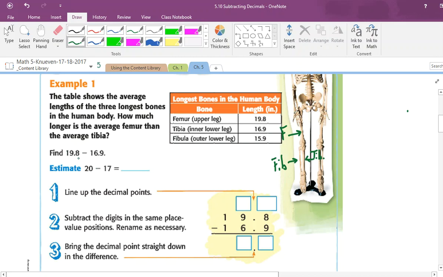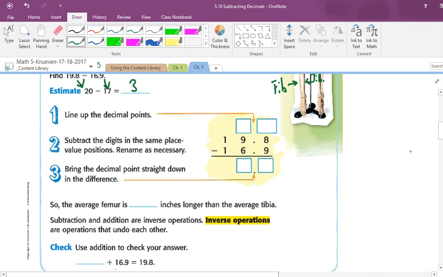So if I were to round off 19.8, it'd round off to 20 if I rounded to the nearest 10, and then likewise if I rounded off 16.9 to the nearest 1, I get 17. So 20 minus 17, we would get 3. So let's look at our actual accurate, precise answer.